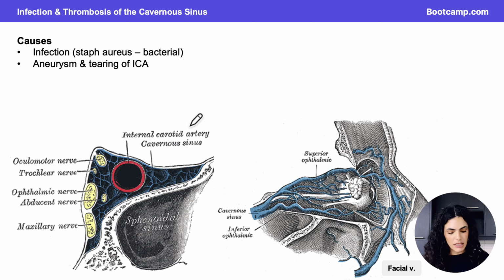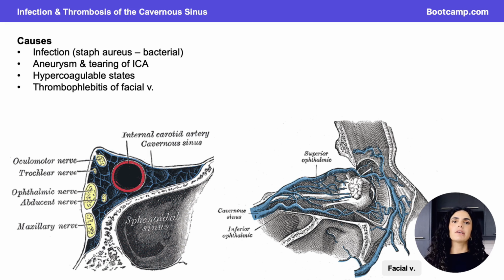So most commonly, Staph aureus is a bacterial infection that again will travel from the areas, the danger triangle of the face, from that facial vein and eventually travel to the cavernous sinus. We may also get aneurysm or tearing of the internal carotid artery, which would cause some impact to those nerves that are found within that cavernous sinus.